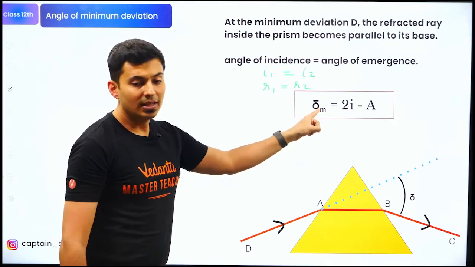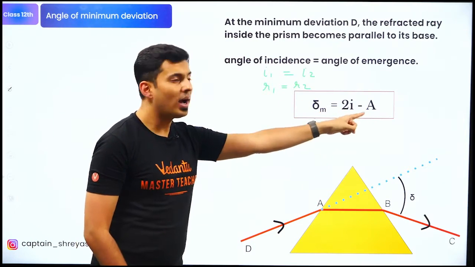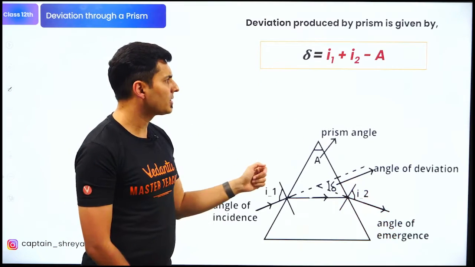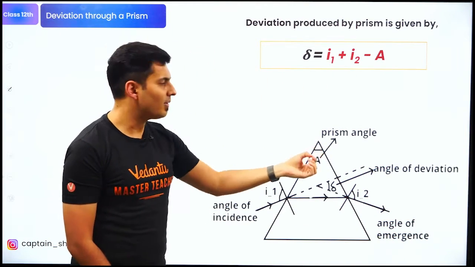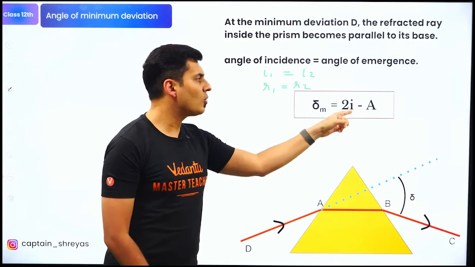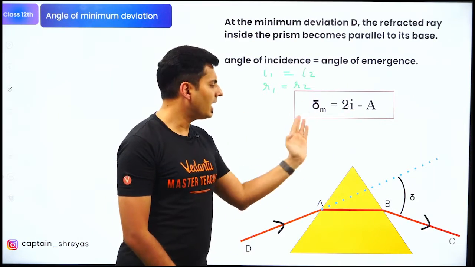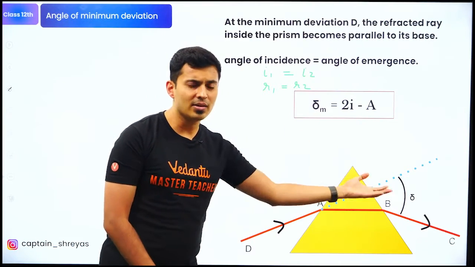And you can see the deviation which is produced is 2i minus A, which is very obvious because both these angles are equal. So I1 plus I1 will become 2 times I1. So hence the deviation is 2i minus A. Here i stands for any of these angles of incidence or emergence.